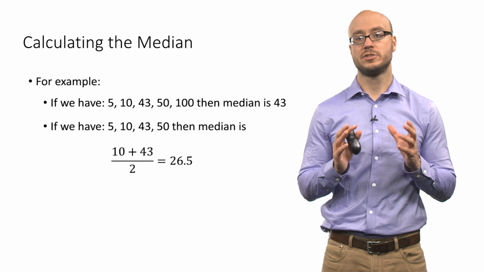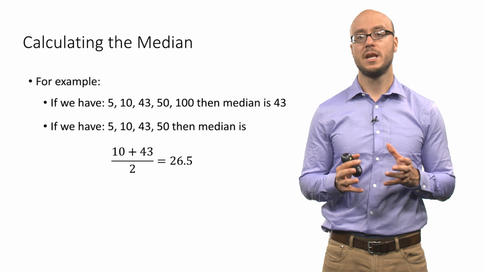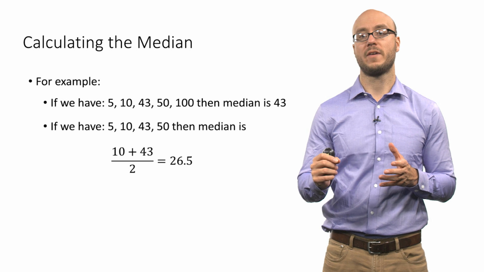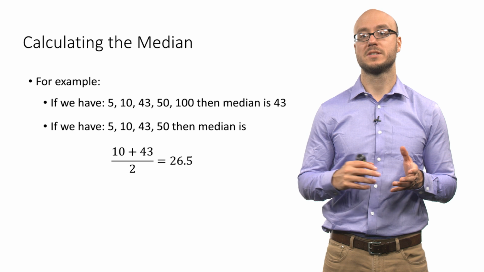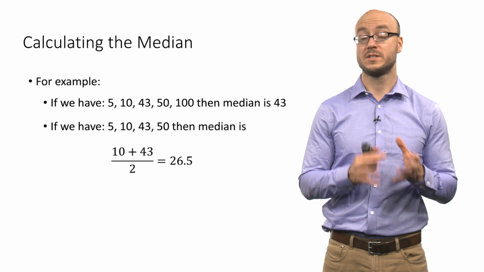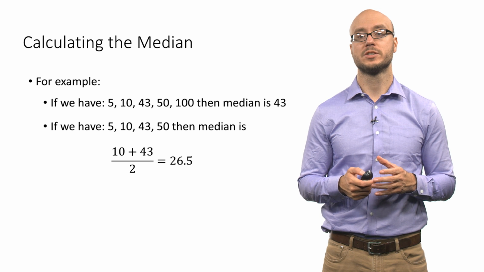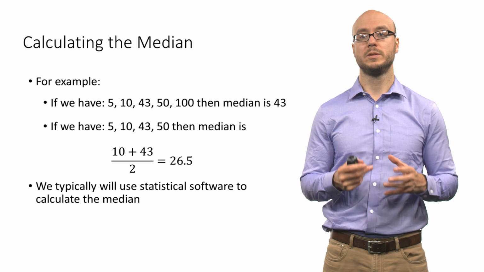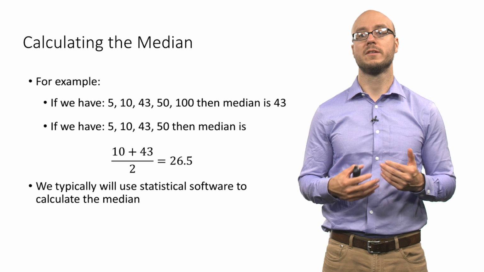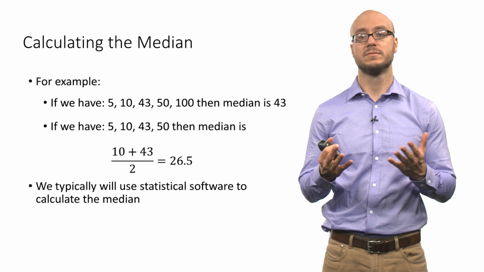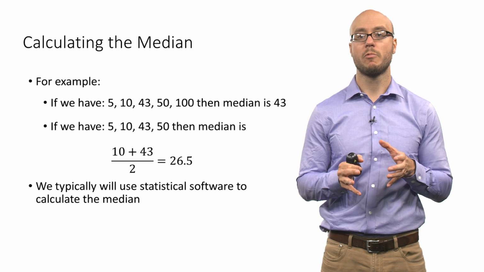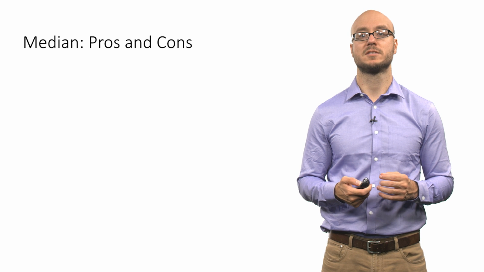and you take the average of that and you get 26.5. Now just to be clear, when calculating the median in both of these examples, you first want to order your values from lowest to highest, and then look for the two middle numbers or the single middle number if you have an odd number of observations. Typically we will use statistical software to calculate the median, especially when you have more than 5, 6, 7, or 8 observations. If you have 1,000 or 1,000,000 observations, the median is easily calculated using modern statistical software.